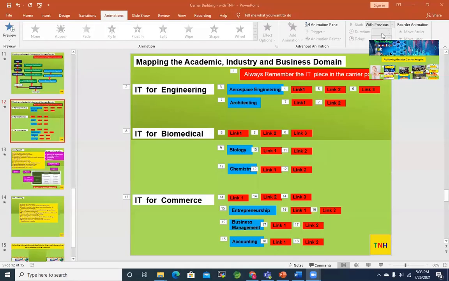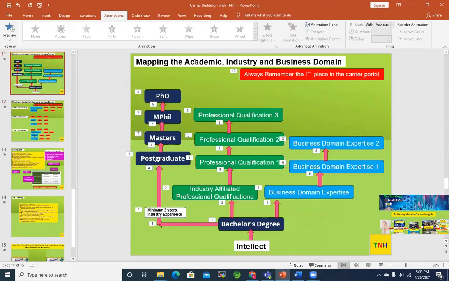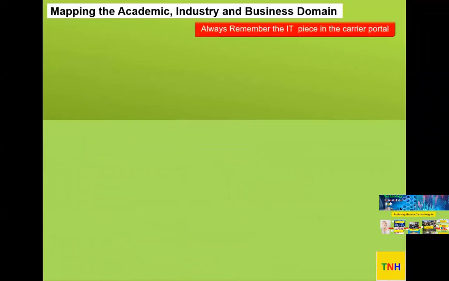Now I think you can remember the previous slide that we were discussing, right? The IT career mapping, mapping the academic, industry and business domain. And finally we mentioned, always remember the IT piece. That is what the last one was. So the IT piece, let's continue from there. This is what we were discussing. So always remember the IT piece in the career portal.